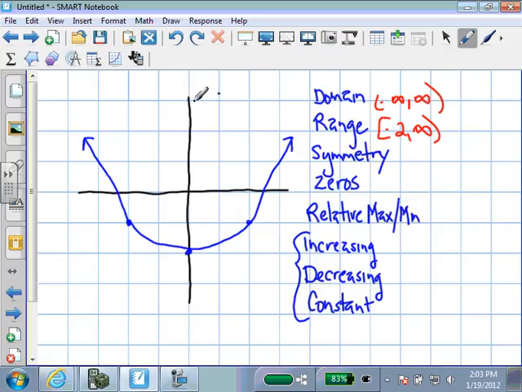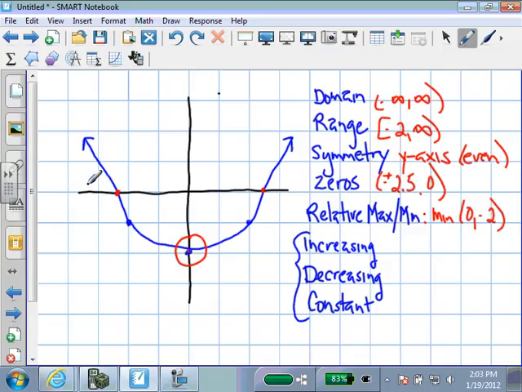Symmetry, we have, again, y-axis symmetry, which would mean we could say it's even. Zeros. Well, if I had drawn this more carefully, it would definitely look like 2.5 and negative 2.5. I didn't draw as carefully as I should have. So plus or minus 2.5, 0. Relative max or min. If I draw a small neighborhood around this point, this exact point right here, every point on either side of it is higher than that. So it is a relative minimum at (0, -2).